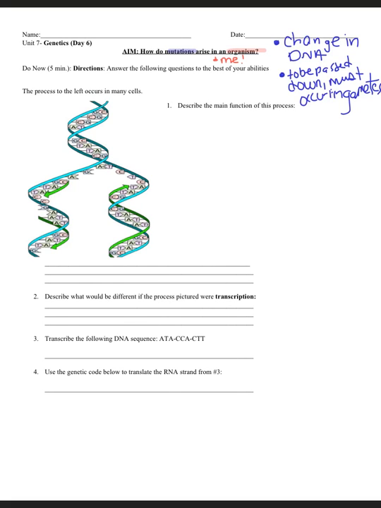Okay, so I annotated mutations and organism. For mutations, I know that it's a change in DNA, and I also know that in order for it to be passed down, what makes it hereditary is that it must occur inside of the gamete. I also annotated organism. I know that an organism is a living thing, and I know that I'm a living thing, so I annotated myself.